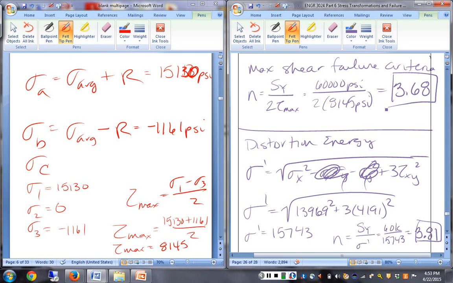And there you have it. That's your factor of safety. And that right there, that process from going from a structure that has loading to the stress state, to the principal stresses, to the factor of safety, that's what we've been aiming for since August.